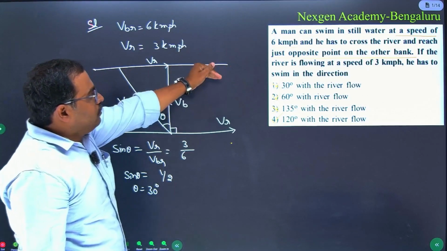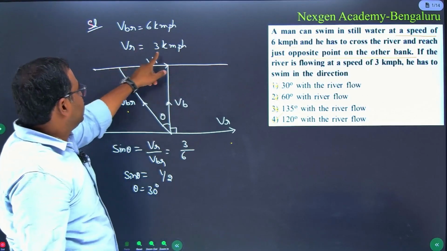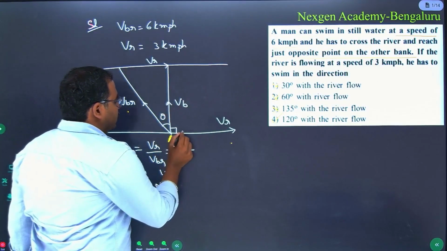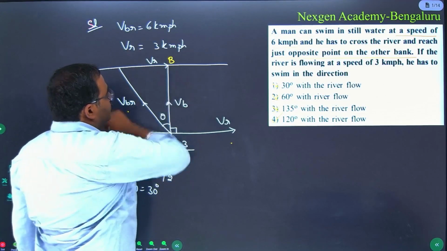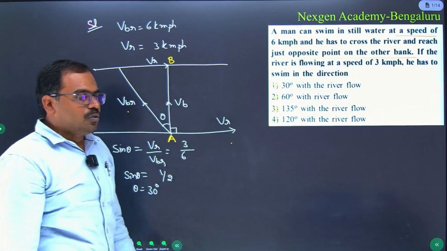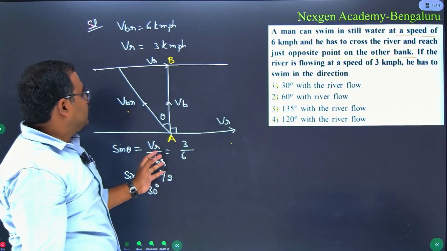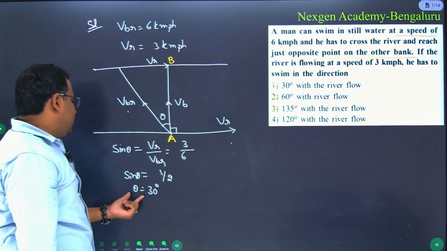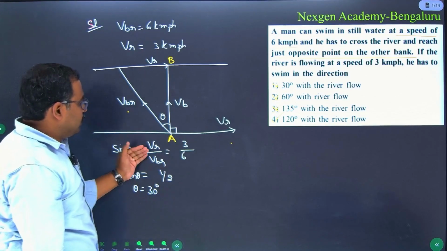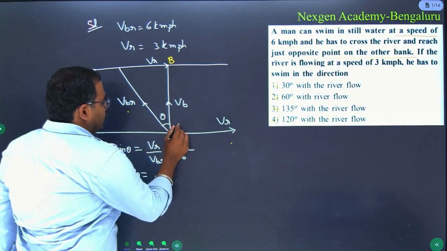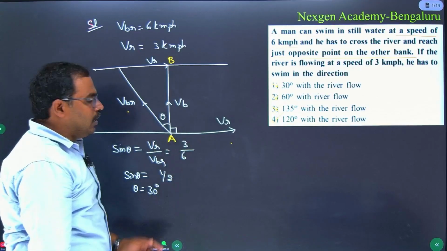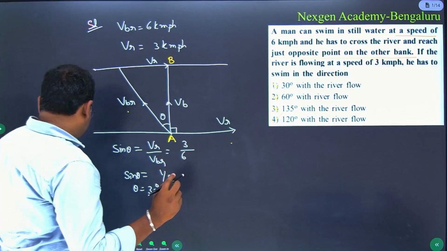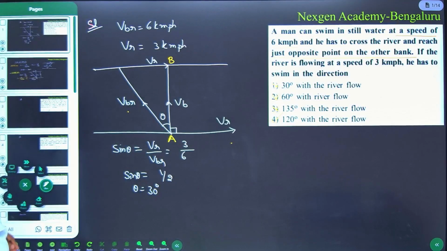Velocity of the man with respect to river is given. Velocity of the river is given. And this person has to travel to the opposite bank exactly in this way along this path A to B. So we are supposed to find the angle with which the person has to swim. This is the angle with x-axis, or we can say with the river flow. 90 degrees plus 30 degrees, total angle is equal to 120 degrees. Okay. Next question we will take on the same concept.